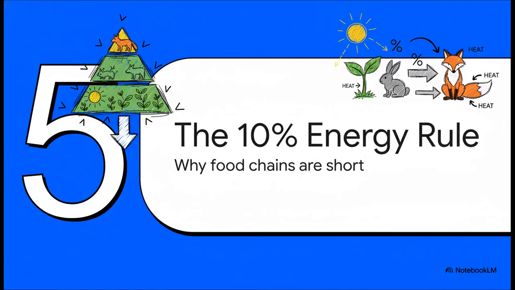This leads us to a very important question. When a deer eats grass, does it get all the energy from the grass? And when a lion eats the deer, does it get all the energy from the deer? The answer is no, and this is why food chains are usually short. Let's understand the rule that governs this.